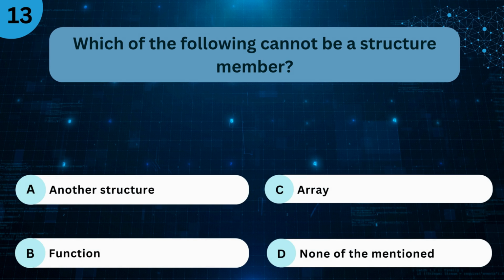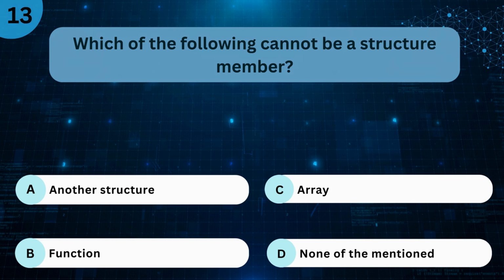Which of the following cannot be a structure member? A. Another structure. B. Function. C. Array. D. None of the mentioned. The right answer is B. Function.